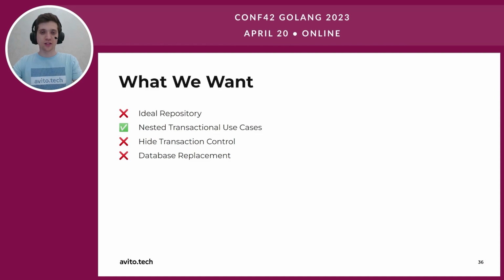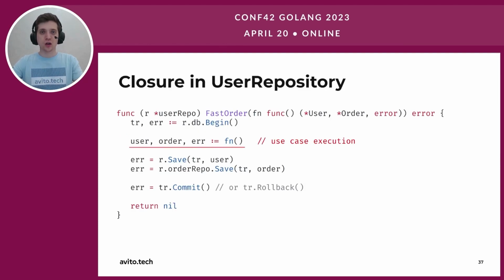Let's try to hide transaction control. The simple solution is using a closure, but where should we place it? We can add the closure in the repository. We call our scenario in the transaction, get the user and the order as a result, and then save them.